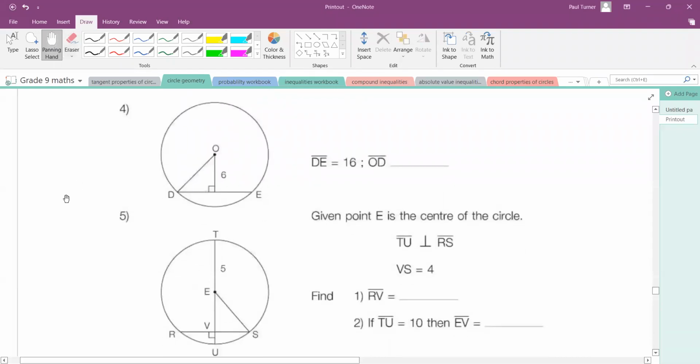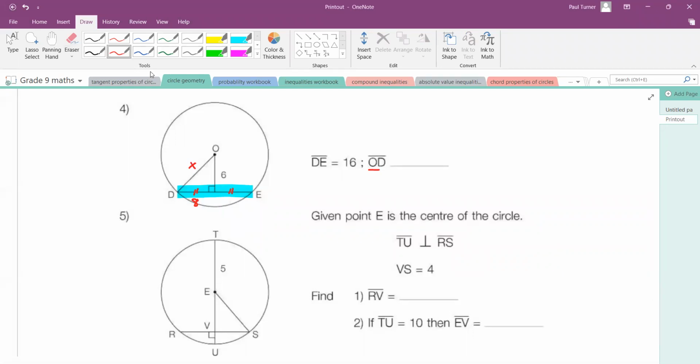So, okay, in question 4, we have DE, which is 16. This is a chord, 16 units long. So this chord is going to be bisected by this line here. We have a right angle, we have a center. So this line is being cut in half, it's being bisected. So if DE is 16, this side will be 8, won't it? And we want to find OD, so let's call OD X, that's the radius.